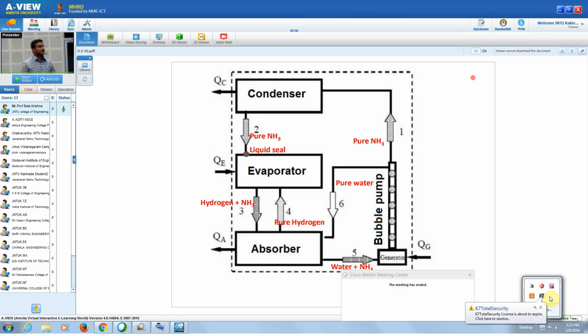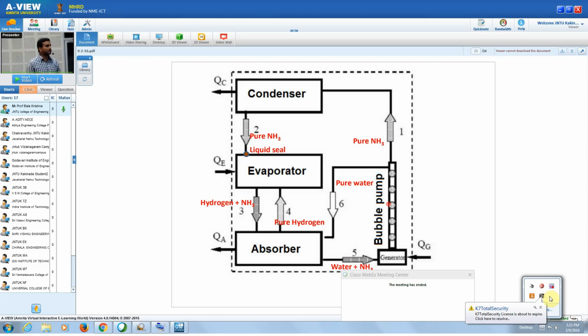So this is a simple block diagram. It consists of all the components: a condenser, an evaporator absorber, and this generator. This small box is a generator. In addition to this, you will have a bubble pump. Even though its name is a pump, it is used for pumping the fluid, but not by mechanical means. By heating, it will pump the fluid.